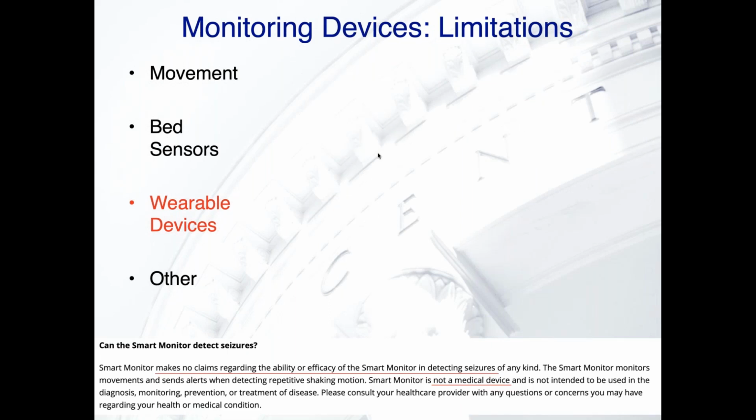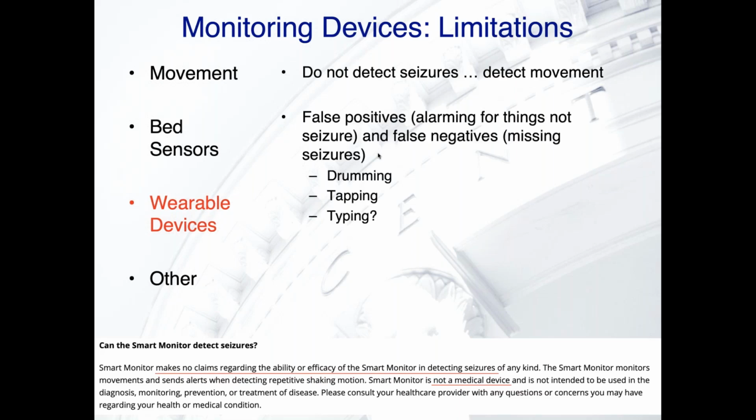So these also have some limitations. One of the first limitations is that they don't detect seizures. They detect movement. And not all rhythmic movement that you engage in is going to be seizure. For that reason, there's a high incidence of false positives and the possibility for false negatives. A false positive is when you detect something that is not a seizure, but identify it as such. A false negative is when you miss a seizure.